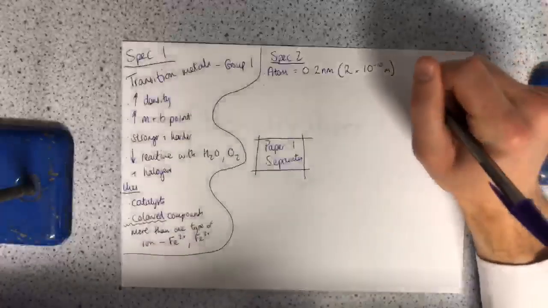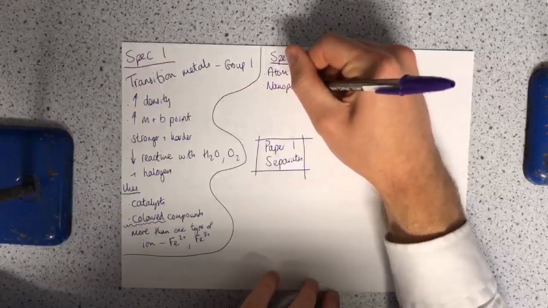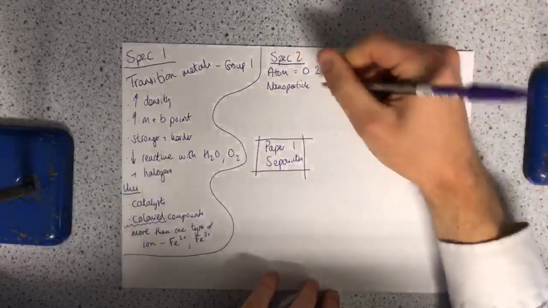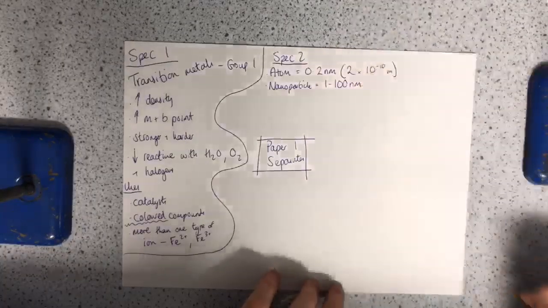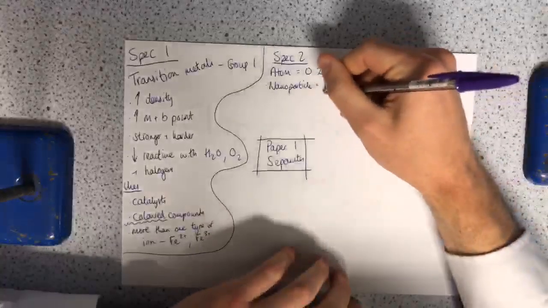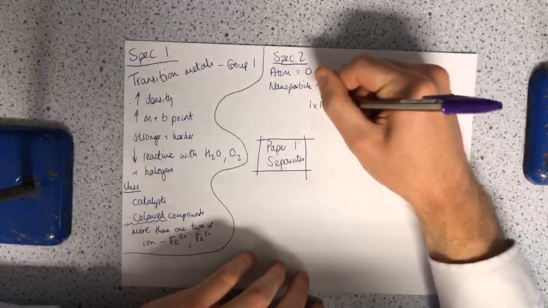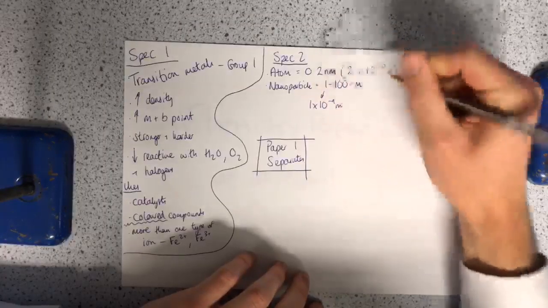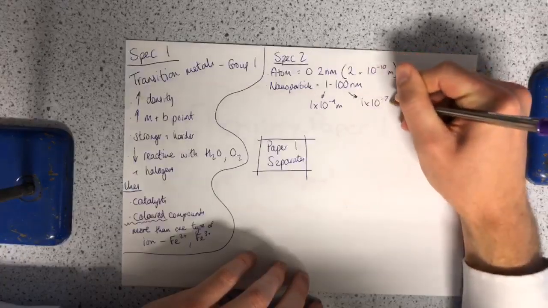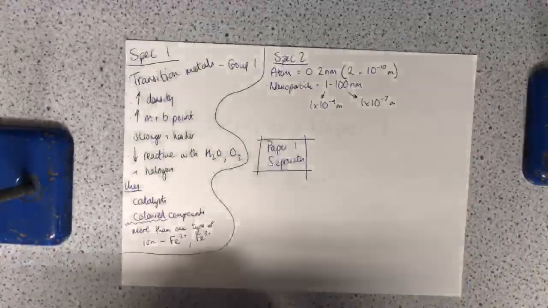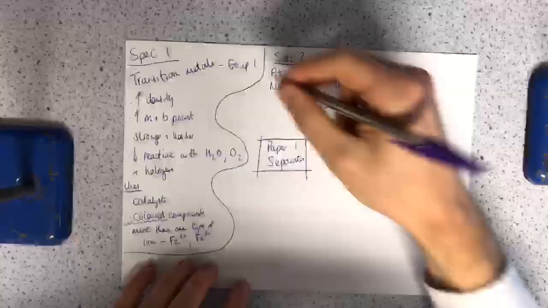So fairly small. Nanoparticles. A nanoparticle, by definition, is anything which is 1 to 100 nanometers in diameter. So if we were writing that in standard form, it is 1 times 10 to the minus 9 meters, and the 100 nanometers would be 1 times 10 to the minus 7 meters. So there are some uses for these, and I'll just note 2 or 3 down, just as some examples.